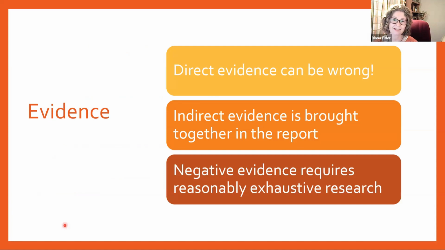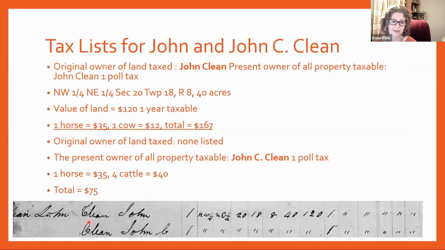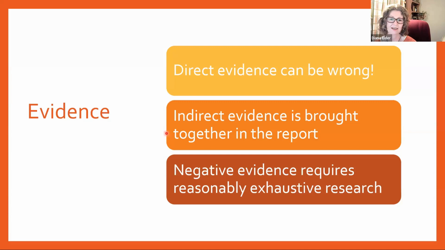Which brings us to evidence. So direct evidence can be wrong. I mean, I have direct evidence that these men paid taxes, but that all depends on if it was copied correctly and if it was reported correctly in the first place. So we have to just be aware of that. And then if we want to use indirect evidence, that is when we bring it all together in the report.